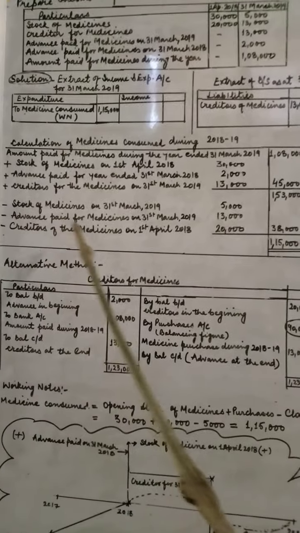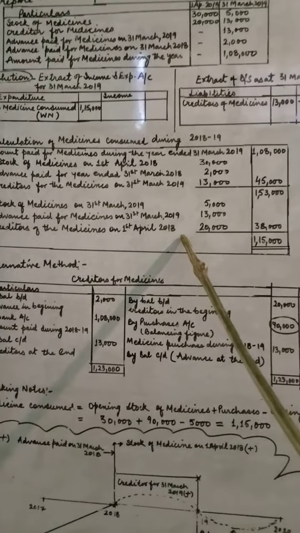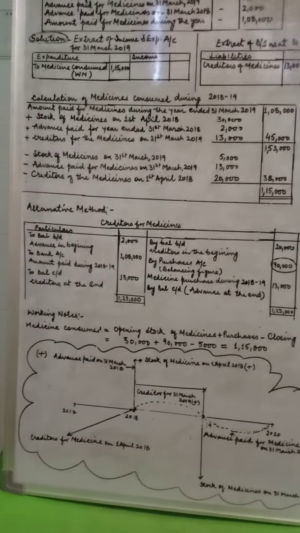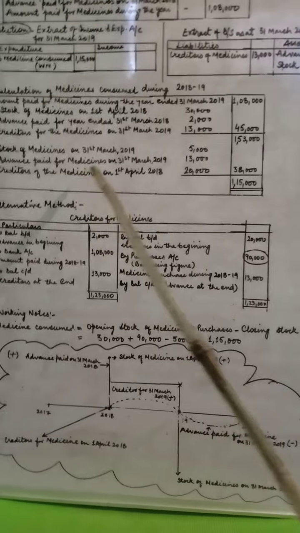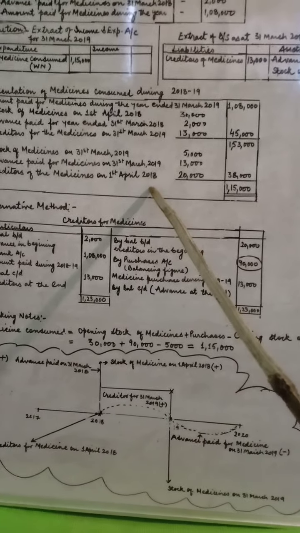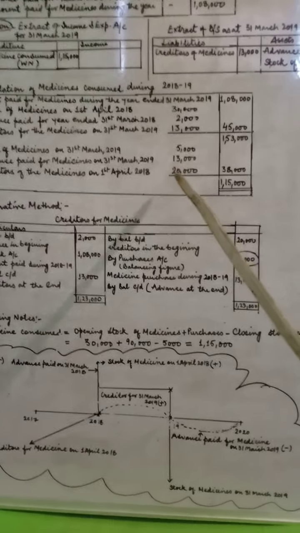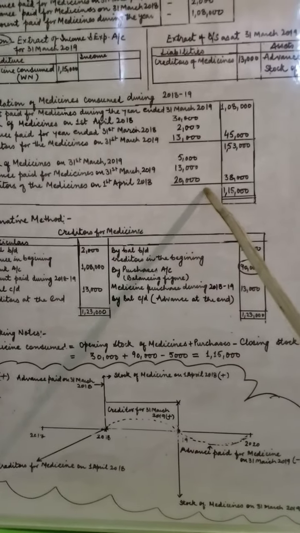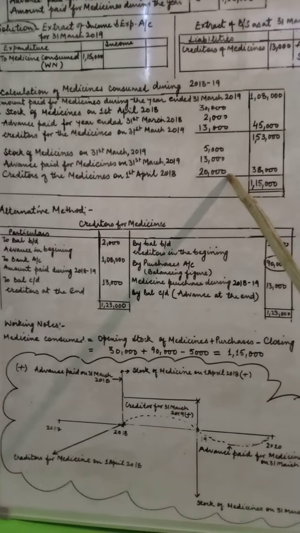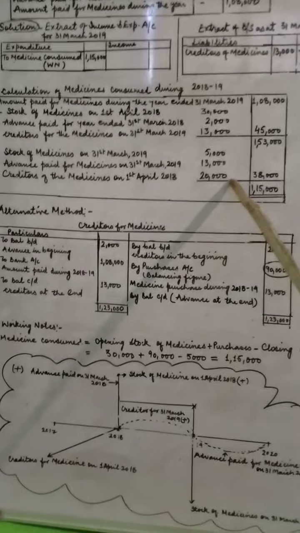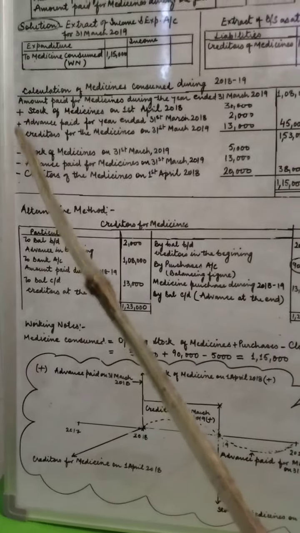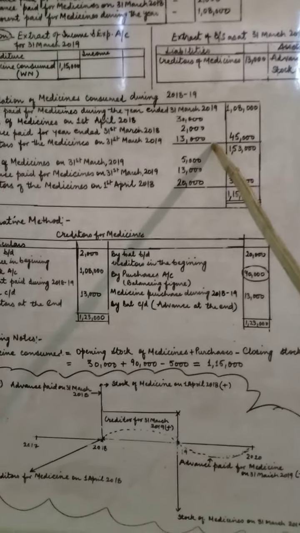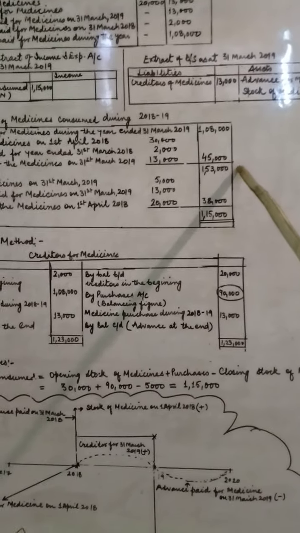Next is the creditor of the medicine on 1st April 2018, that is 20,000. It is also the creditor for the previous year. It has nothing to do with the current year, so that's why also we are going to minus it. So here, whatever we plus, all the items we are going to add together, and it has the amount 45,000.